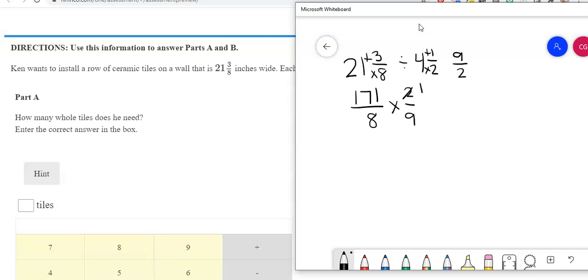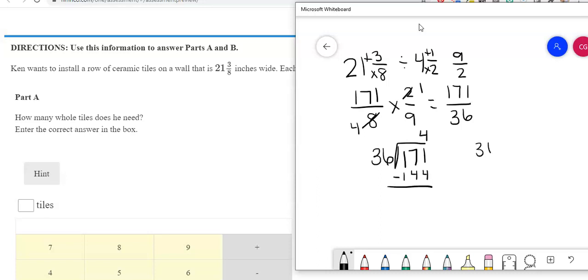The 2 goes into 2 once. 2 goes into 8 4 times. So we have 171/36, because 4 times 9 is 36. That is an improper fraction, so we're going to be dividing it. 36 times 4 will give us 144.